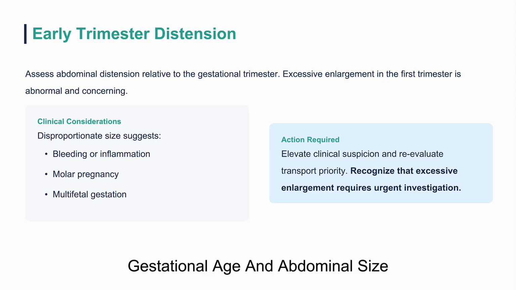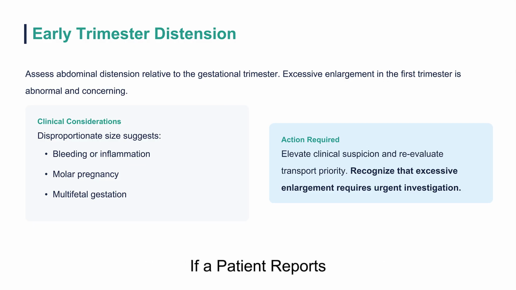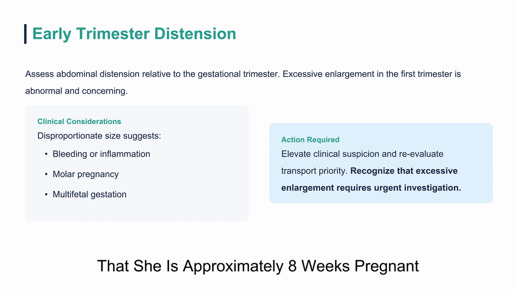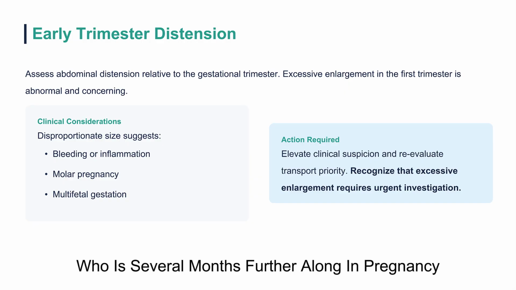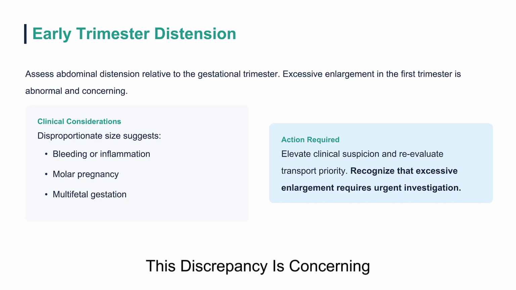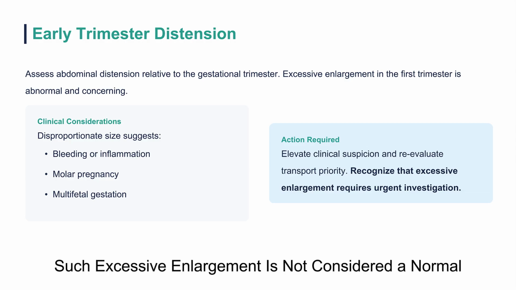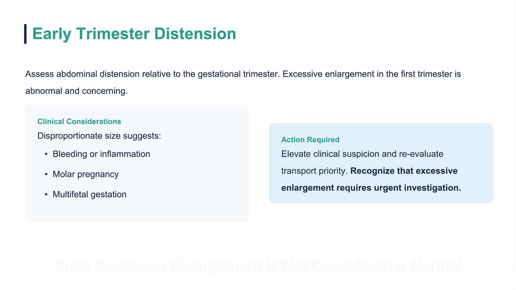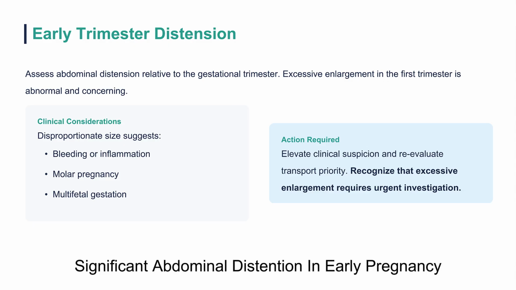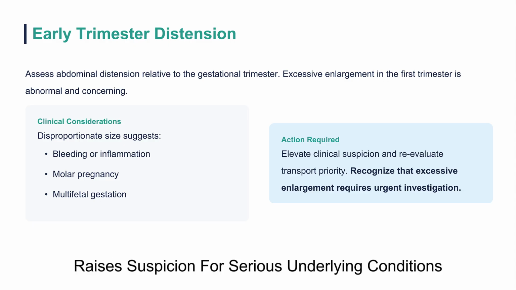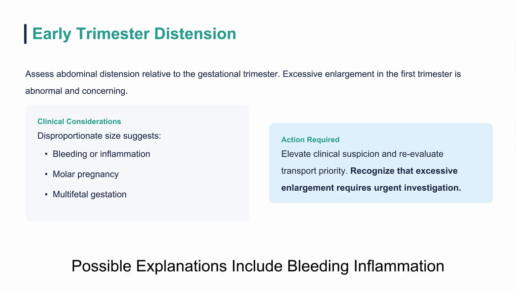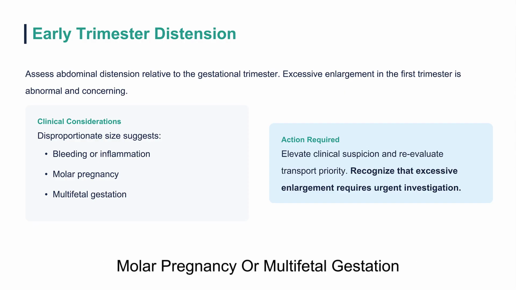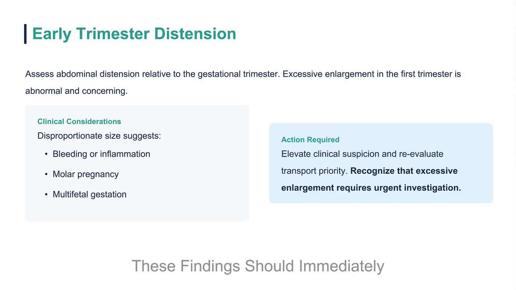Gestational age and abdominal size should generally correlate. If a patient reports that she is approximately 8 weeks pregnant, but her abdomen appears similar in size to that of a woman who is several months further along in pregnancy, this discrepancy is concerning. Such excessive enlargement is not considered a normal finding. Significant abdominal distension in early pregnancy raises suspicion for serious underlying conditions. Possible explanations include bleeding, inflammation, molar pregnancy, or multifetal gestation. These findings should immediately increase clinical concern.